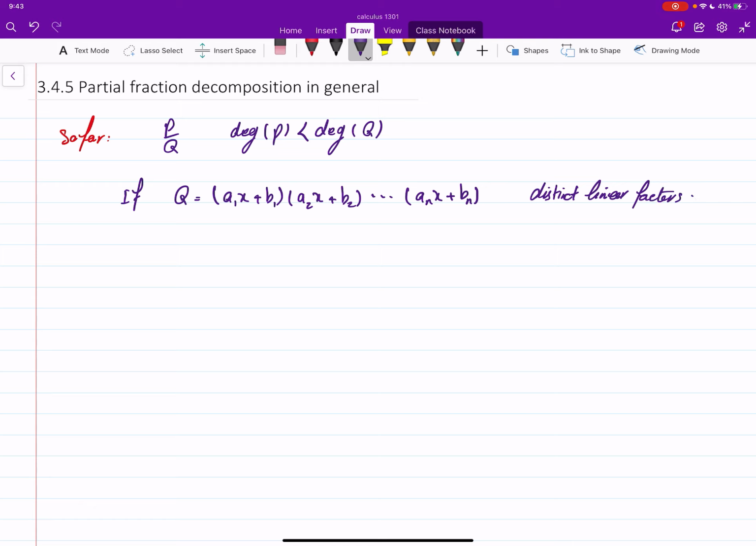For each one of these, we add one partial fraction. For the first one, we add a1x plus b1 in the denominator. In the numerator, we put just one constant. We don't know what yet. For the second one, we put a2x plus b2, and then we put A2 there. And then for the last one, anx plus bn, and an.